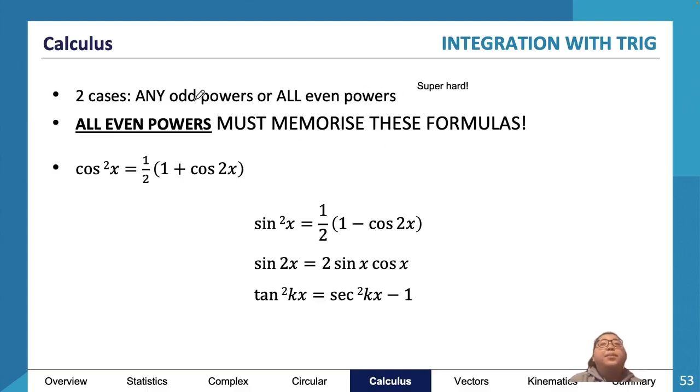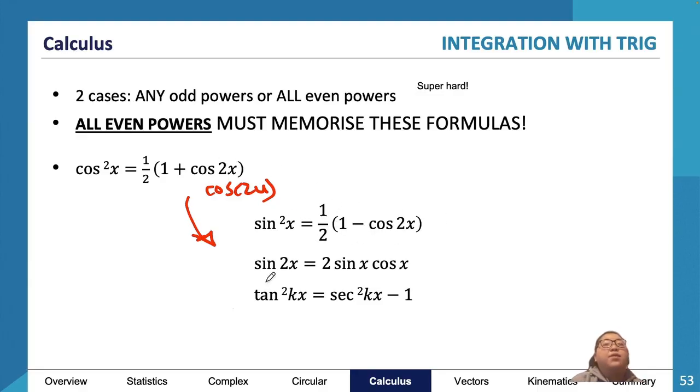If you have all even powers, then you must use these to help out. It's mainly based on the double angle formula for cos, so cos 2u, but it can also be based on sine or tan. Making sure you're comfortable and know what those mean is really important, because it helps with the conversions. So cos squared equals a half of 1 plus cos 2x, and sine squared equals a half of 1 minus cos 2x.